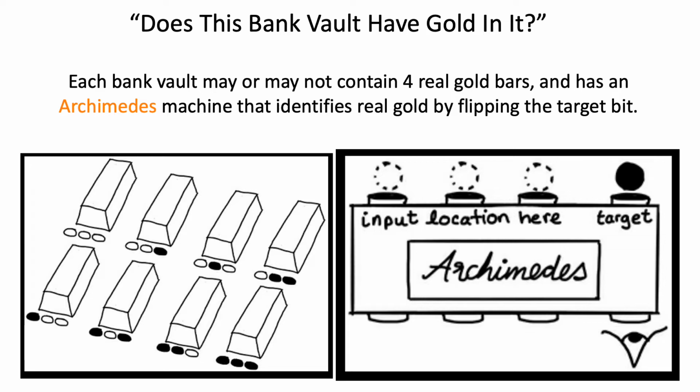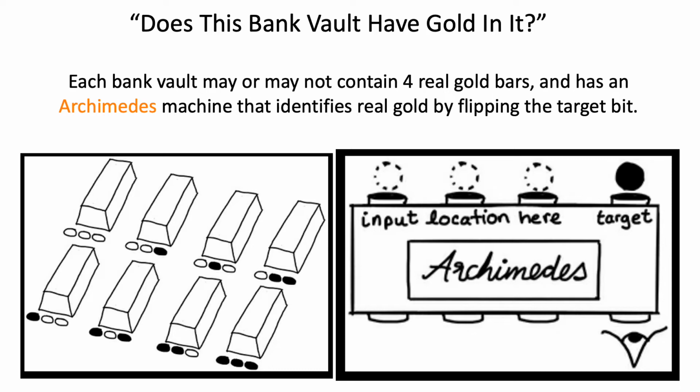In addition, the bank has several decoy vaults that all have 8 fake gold bars in them. The bank manager is able to keep track of which room has real gold bars and where the gold bars are by using something called an Archimedes machine, and every vault has an Archimedes machine in it. The Archimedes machine allows you to input an address of a gold bar in that vault, and it will tell you if it's really gold or not.